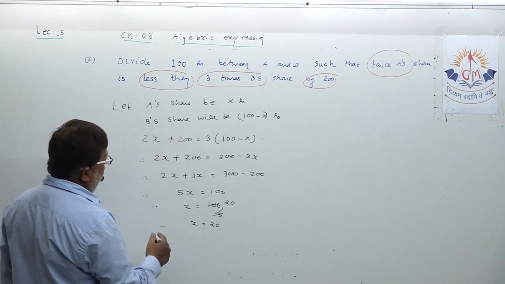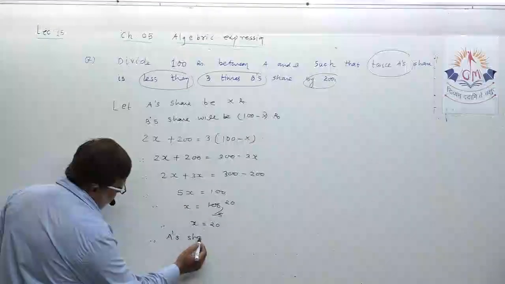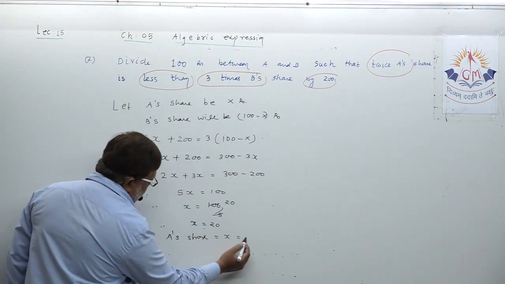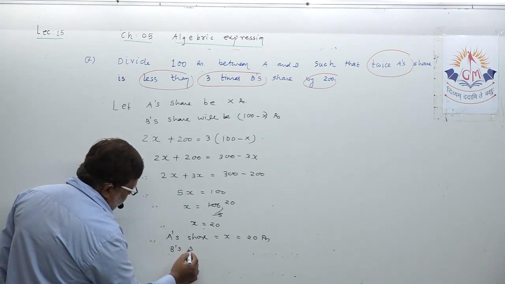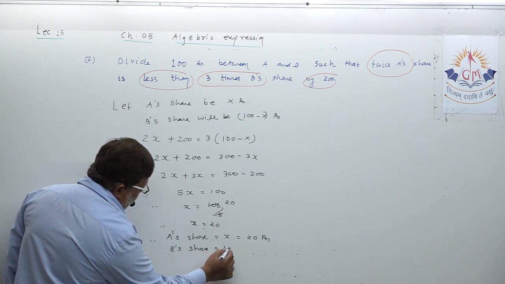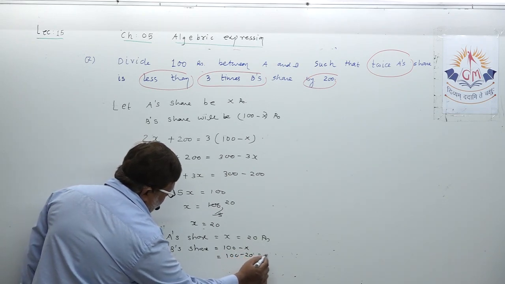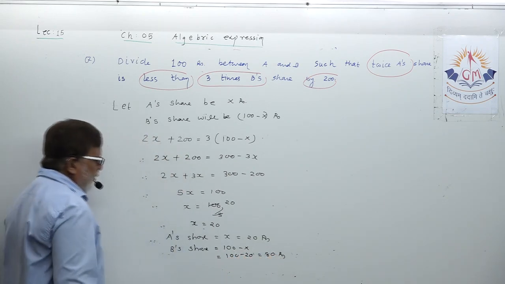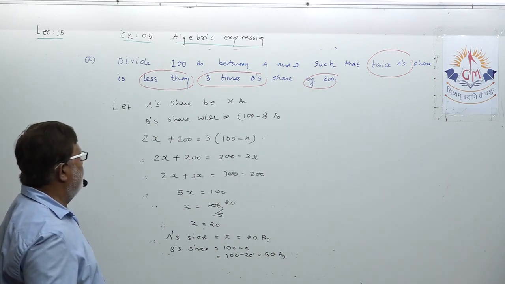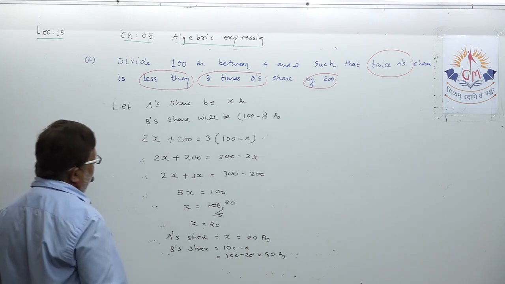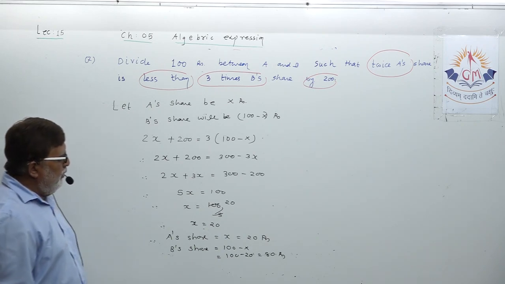X you got, let us substitute. Therefore A's share is equal to x equal to 20 rupees, then B's share is equal to 100 minus x, 100 minus 20 equal to 80 rupees. Okay, dear student, verify the sum. Okay, simple, not so complicated for you to understand, right?